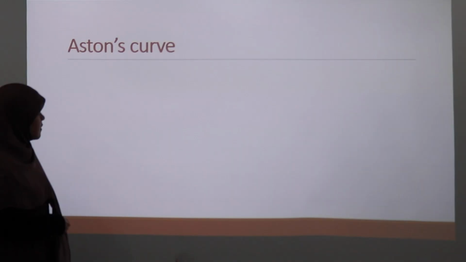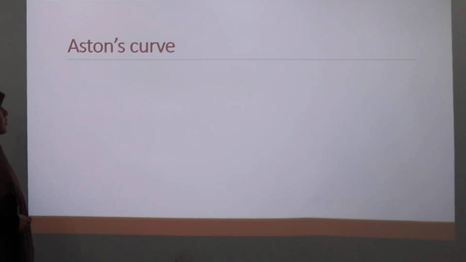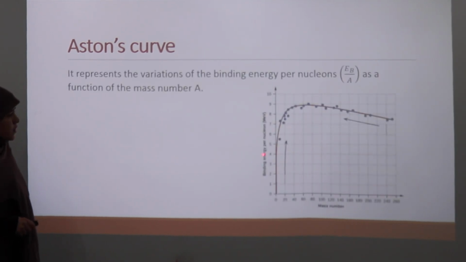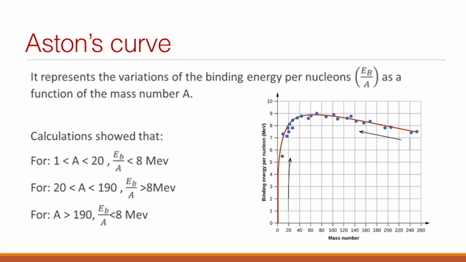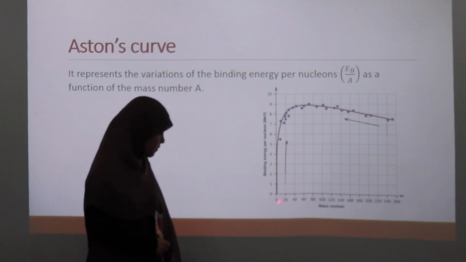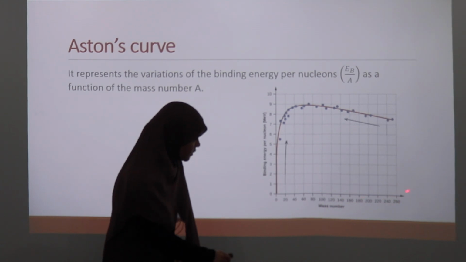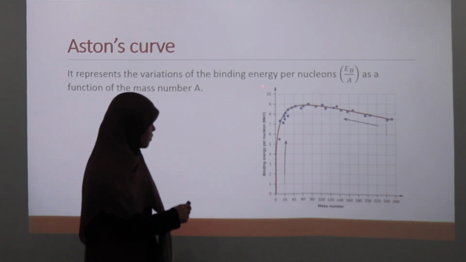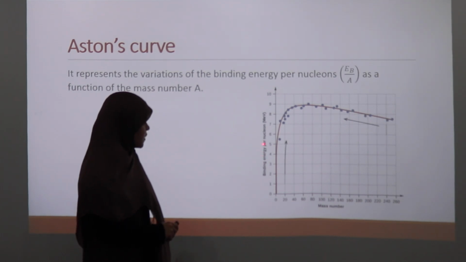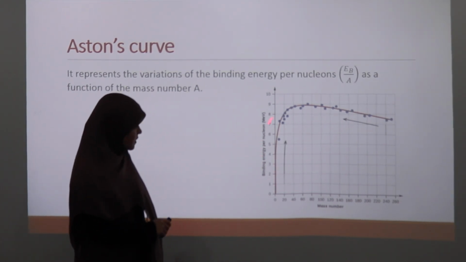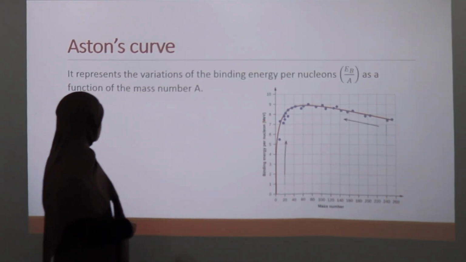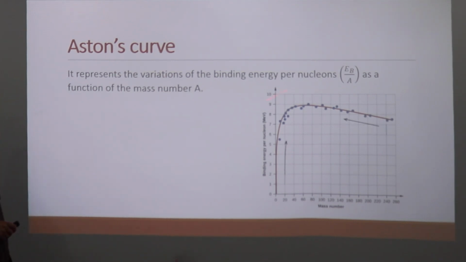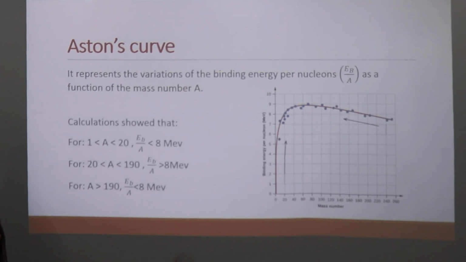In this slide, we will talk about the curve that describes the binding energy of a nucleus as a function of the mass number. Here is Aston's curve. Here you can see the mass number of the nuclei on the abscissa, and on the ordinate you can see the binding energy per nucleon. So this curve represents the variation of the binding energy per nucleon as a function of the mass number A.